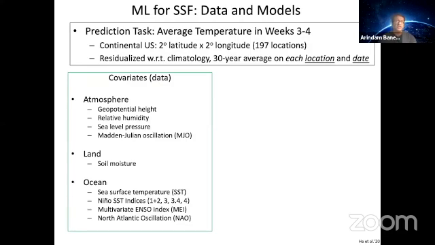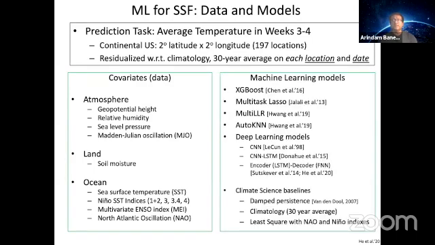We use geopotential height, relative humidity, sea level pressure, Madden-Julian oscillation. These are atmospheric variables or processes. For the land, we use soil moisture. For the ocean, we use sea surface temperature globally, and the NINO indices, multivariate ENSO index, and the North Atlantic oscillation.